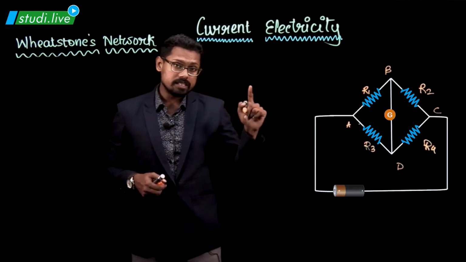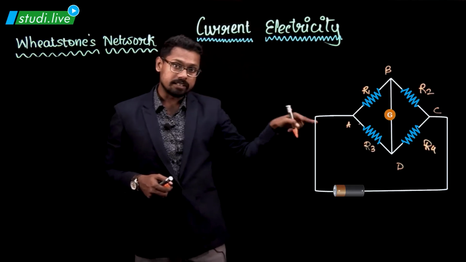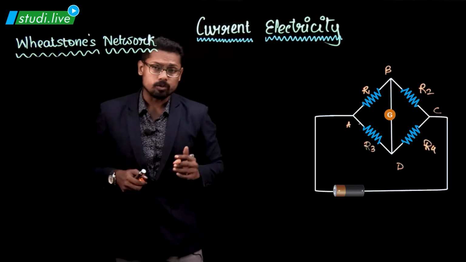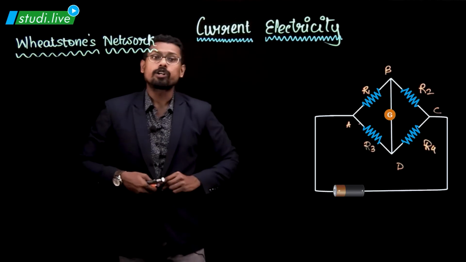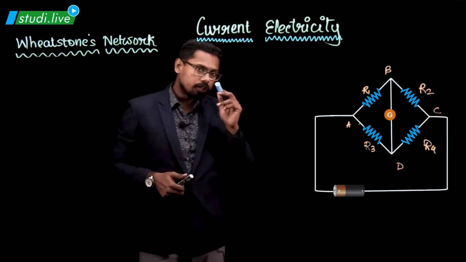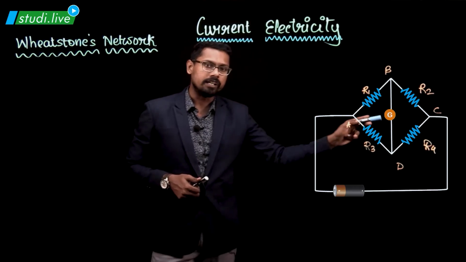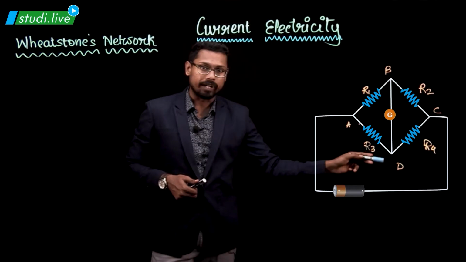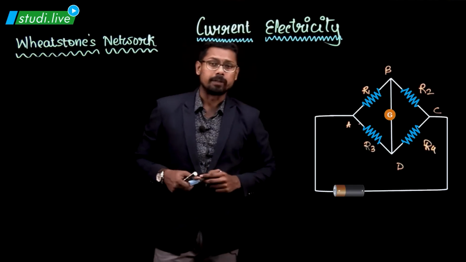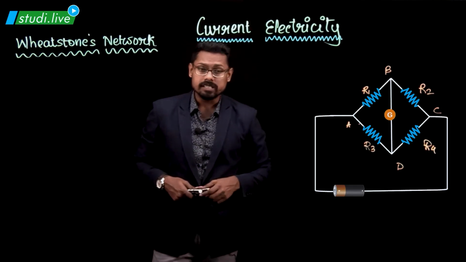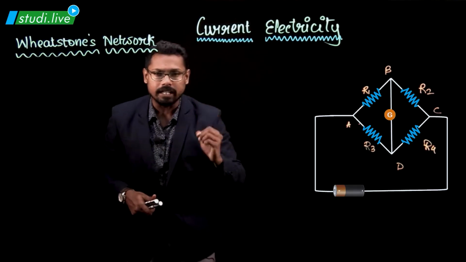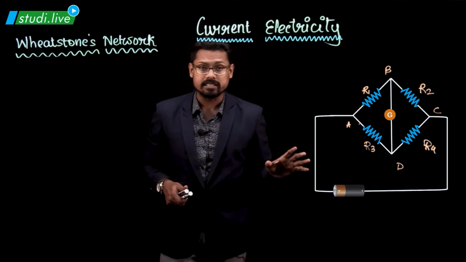Can you see? A, B, C, D, right? There's an arm BD. There's another arm AC. AC and BD are called conjugate arms. You can also see a galvanometer here, right? This is a galvanometer that is connected between point B and point D. A galvanometer is a current sensitive device that shows a deflection even to a very minute amount of current.